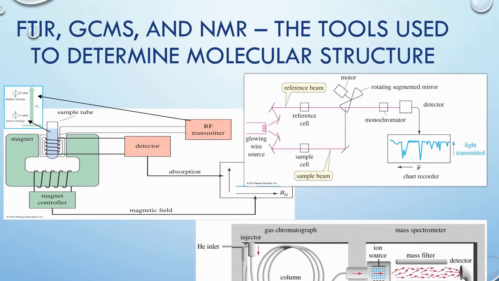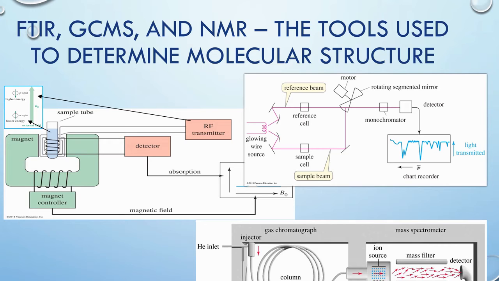Here are a couple of quick examples of instrument diagrams for FTIR, GCMS, and NMR, the tools that are used to determine molecular structure. Overall, the infrared spectrometer, like I explained before, uses infrared light to measure the properties of molecules and the bonds within molecules. The NMR spectrometer allows you to create a hydrogen map of protons within a molecule, and from that you can use the layout of hydrogen atoms to figure out the structure of the molecule.